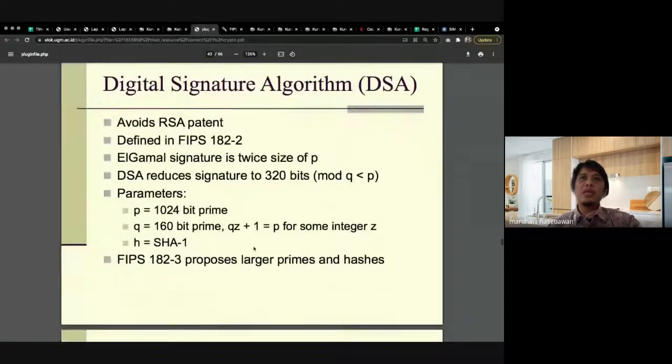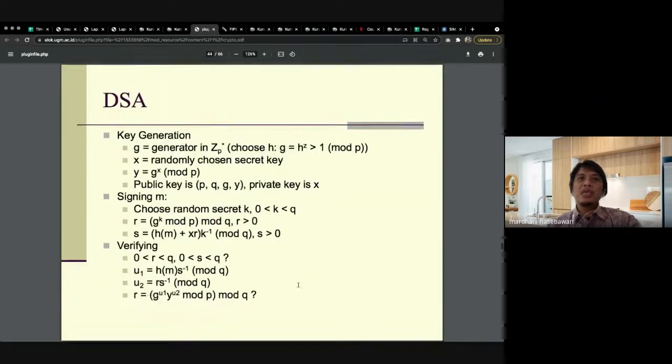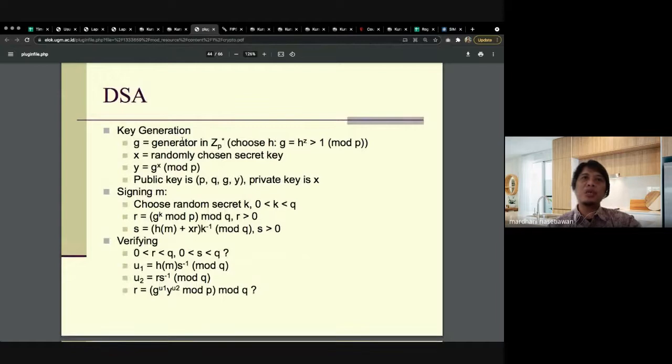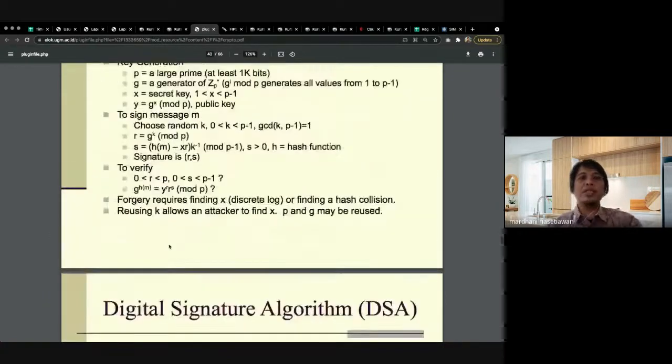We also have the DSA, the Digital Signature Algorithm. This tries to do something different from RSA, using the ElGamal signature and reducing the signature to 320 bits. Unfortunately, from the parameters, they have a 1024-bit prime, and Q itself is a 160-bit prime, so this is a larger prime and hash. It means they have some space for a larger prime and hashes. In DSA, they also have key generation, signing, and verifying, which I think is the same as RSA that we discussed before.